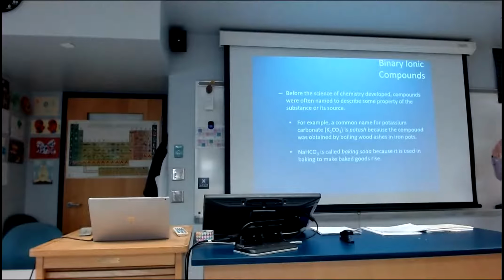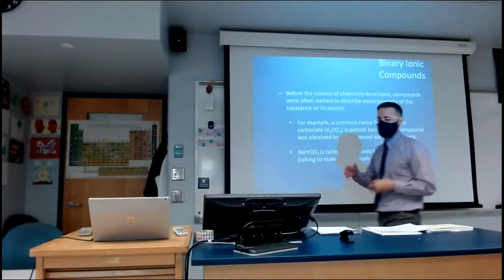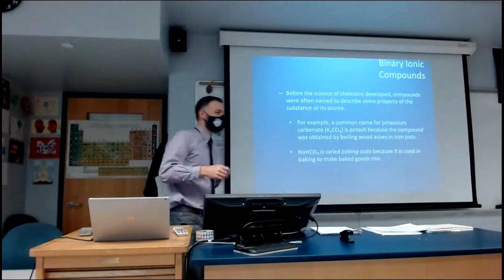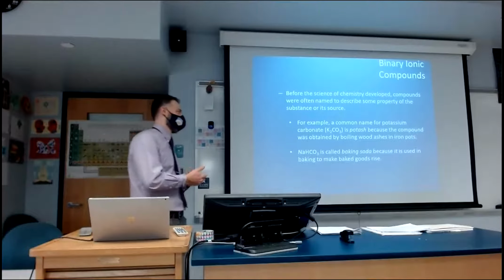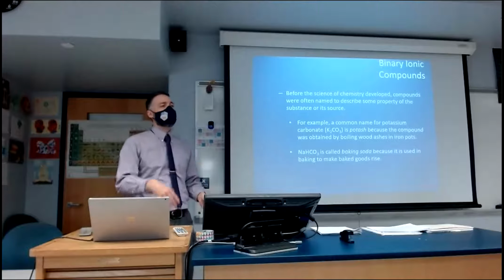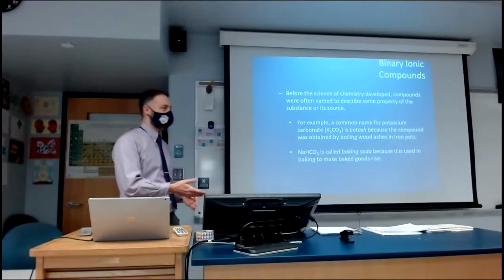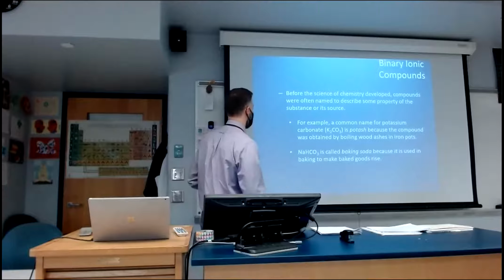So early on, when chemistry became modernized around the 1790s or so, we started coming up with a system to relate the names to the formulas and the formulas to the names. So that if you knew the formula, you could figure out the name and vice versa. So if we just say the name of something, you know what's in it.